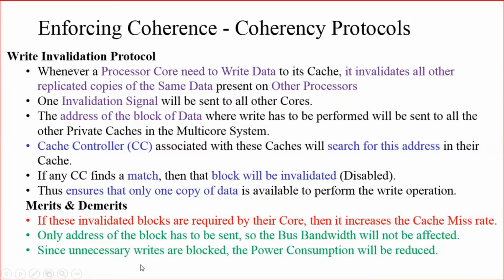The second merit is, since unnecessary writes are blocked, power consumption will be reduced. Because we are trying to write the data only to one location, and the other locations we are invalidating. We are not allowing the write to happen in other locations. So since unnecessary writes are blocked, power consumption will be reduced. So these are the merits and demerits of write invalidation protocol.